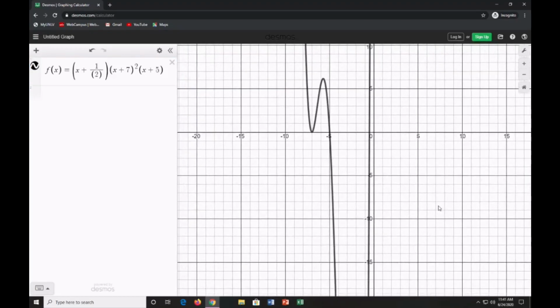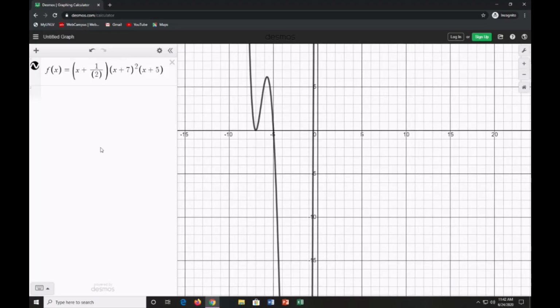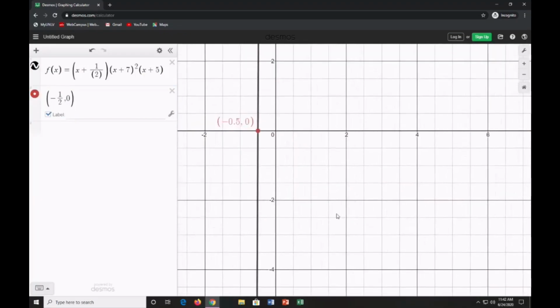So here we had 3 zeros. One of them was at x equals negative 1/2. And it had odd multiplicity. Multiplicity was 1. So that's right there. Let me snap to it so it's more visible. Negative 1/2, 0. Right there. And let's zoom in on it. Right there. Do you see it? So the line is clearly crossing the x-axis.